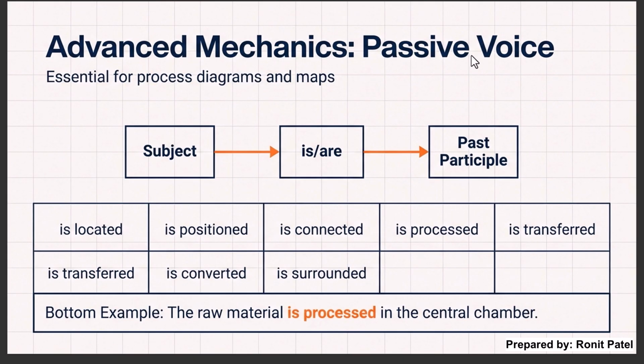A Band 90 example is provided below. The raw material is processed in the central chamber. Now, why do such statements score high? Because it consists of correct passive structure, a technical verb, precise location phrase, and formal tone. Common mistakes that cost students their score are missing auxiliary, wrong usage of past participle, or overusing passive in simple graphs. Just try to avoid such errors.